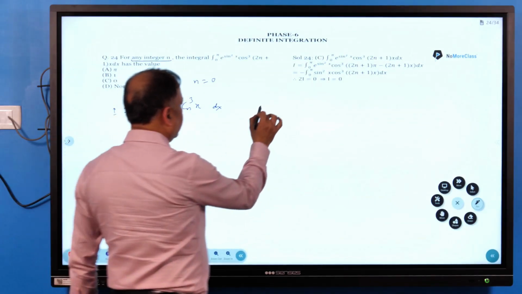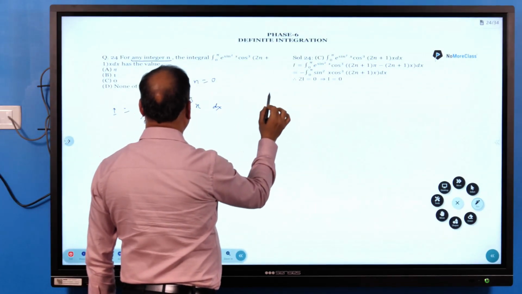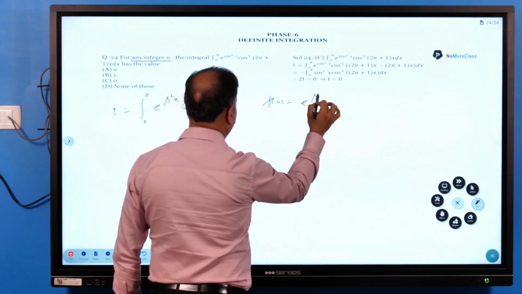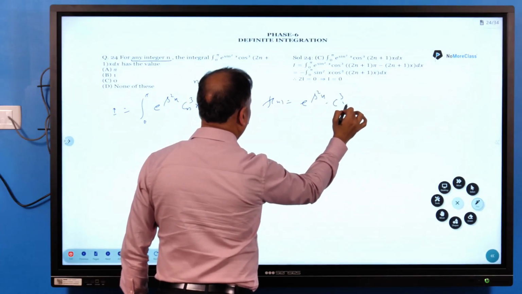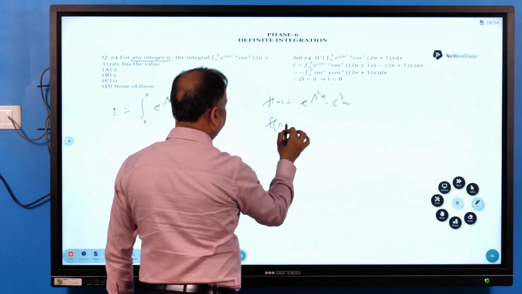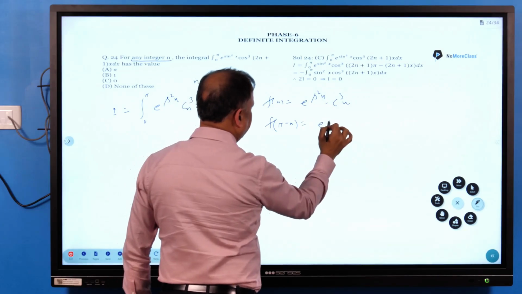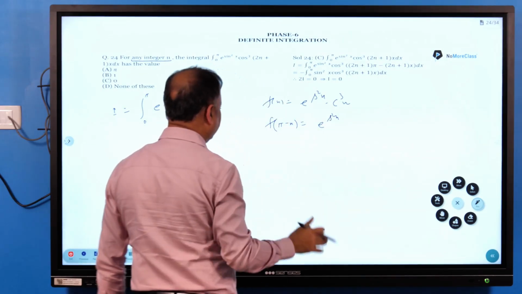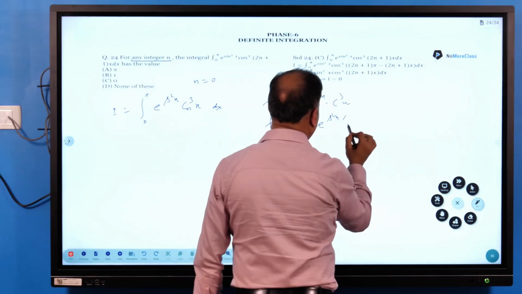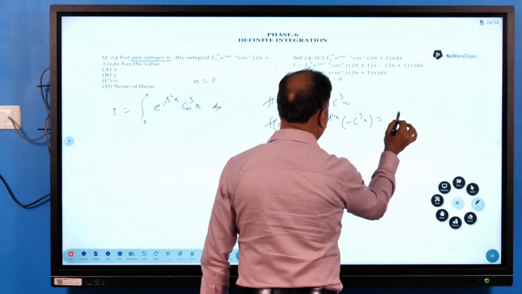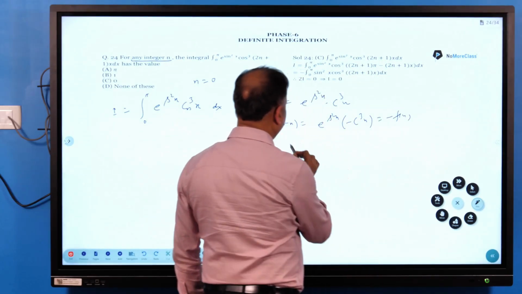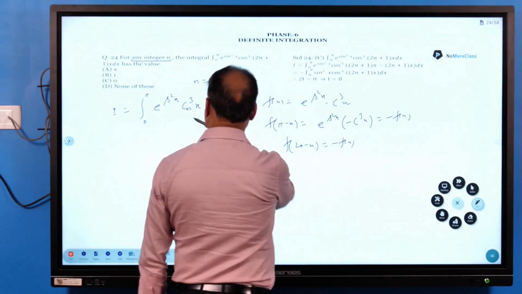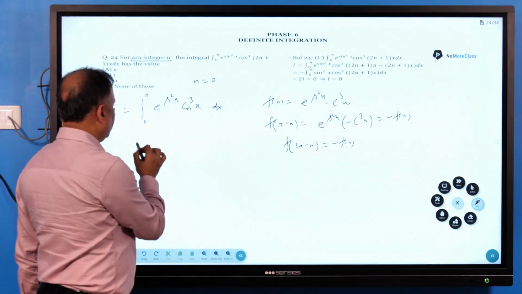So applying that 2a minus x property, f(x) is equal to e raised to power sin square x cos cube x. So f(pi minus x) is e raised to power sin square x, and cos (pi minus x) will be in the second quadrant, so minus cos cube x. This will be minus f(x). So if f(2a minus x) is equal to minus f(x), then the integral from 0 to 2a will be 0. So the answer will be 0.